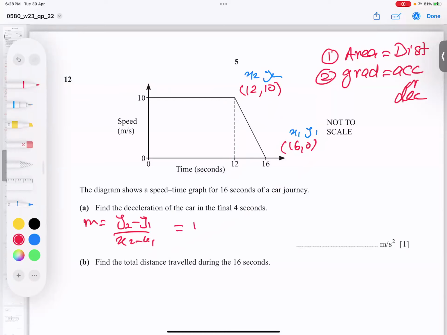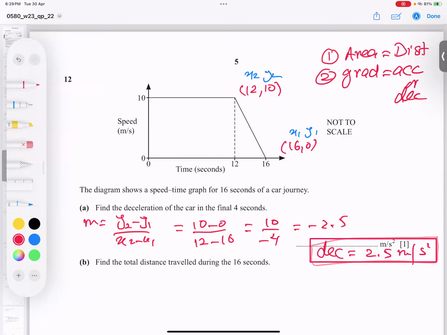Y2 is 10, Y1 is 0, over 12 minus 16. And I got 10 over negative 4, which comes to negative 2.5 for the gradient. But the question uses the word deceleration. If it said acceleration, then this would be my answer. When it says deceleration, I have to eliminate the negative sign. So 2.5 meters per second squared is my answer. I think the point is clear, and let's go for the next.